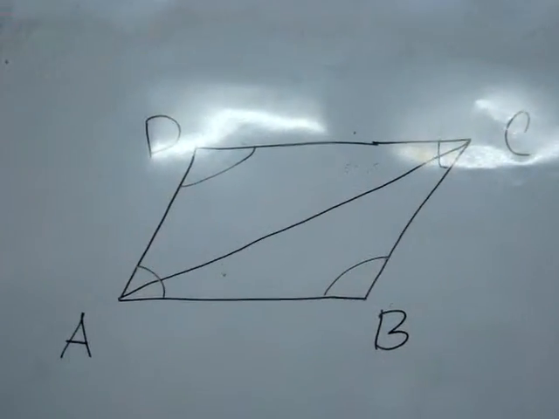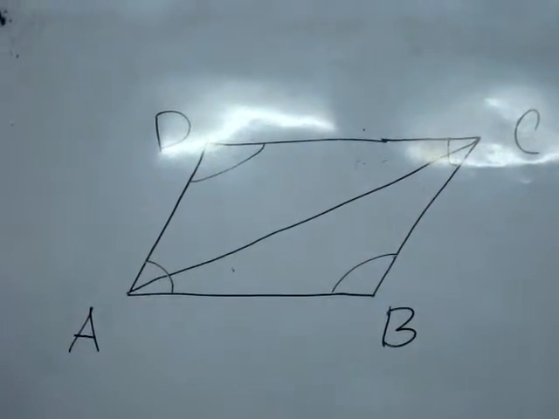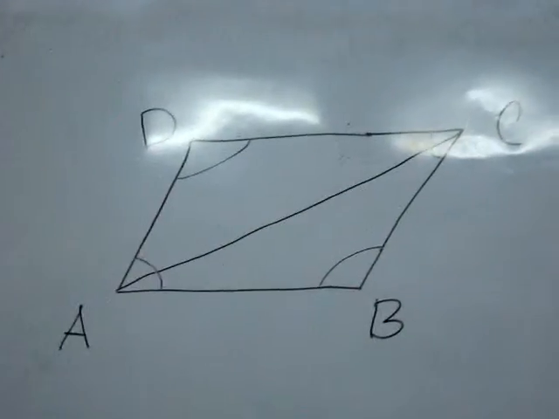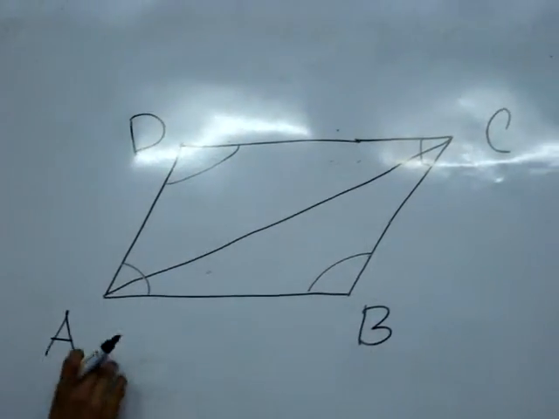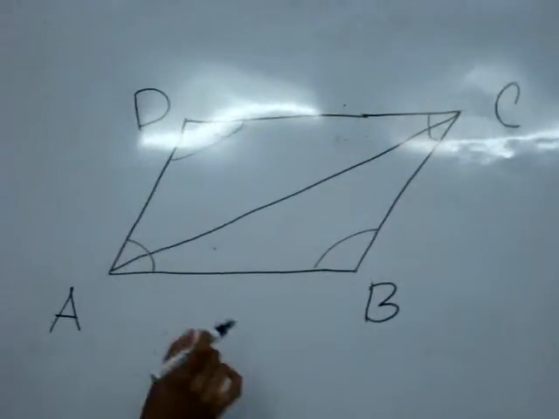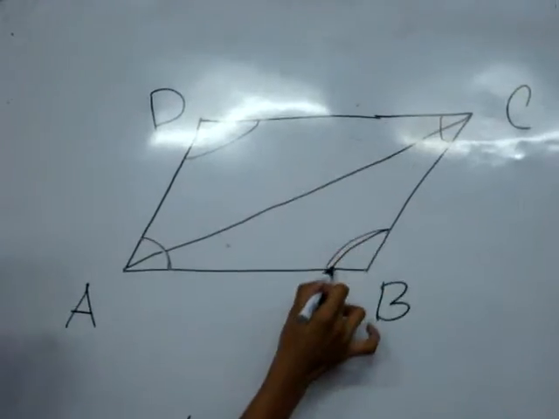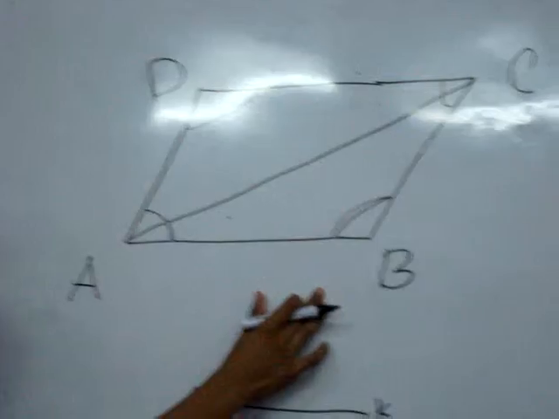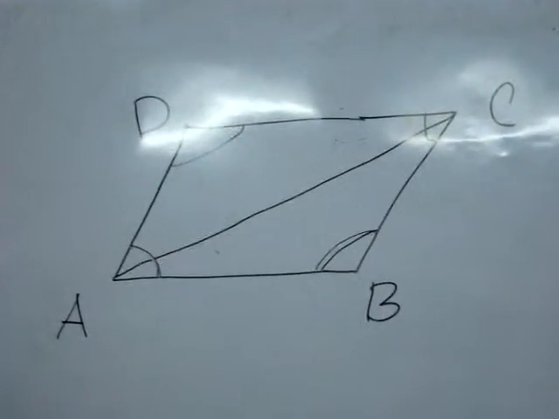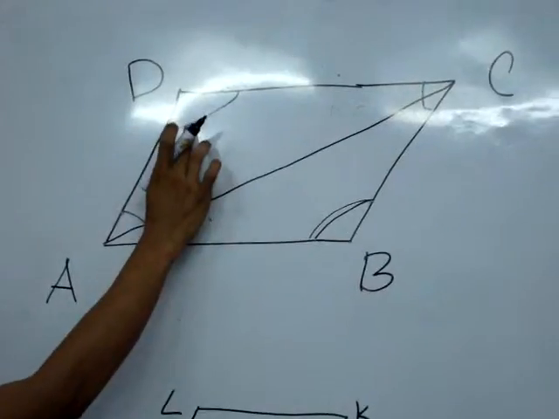Next, Theorem 4-2. In a parallelogram, any 2 consecutive angles are supplementary. Here, in parallelogram ABCD, angle A is supplementary to angle B. It means that their measures, if added, equal 180 degrees. Also, angle A is supplementary to angle D.